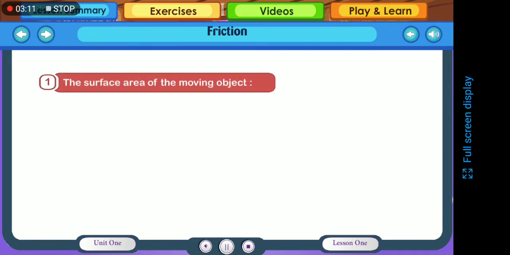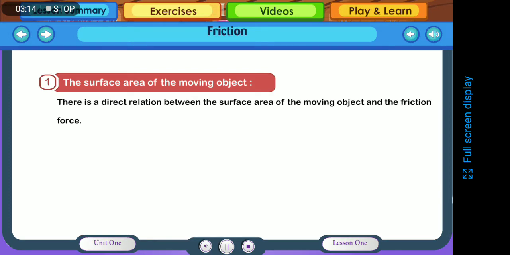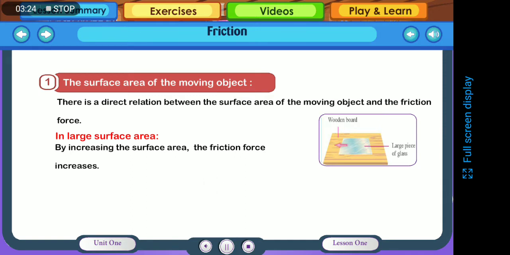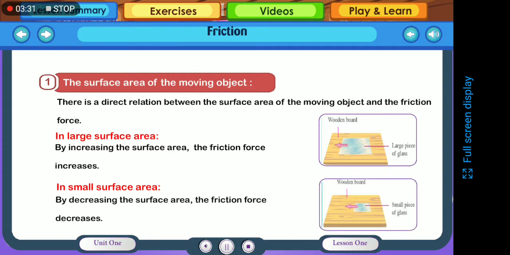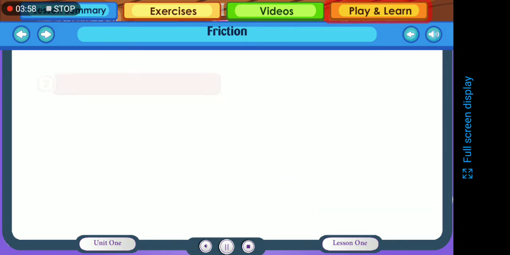Surface area of the moving object. This is the first thing that affects the friction. There is a direct relation between the surface area of the moving object and the friction. When the surface area increases, the friction increases. Look at this figure. We see a large piece of glass, and in the other figure there is a small piece of glass. The large piece of glass has more friction than the small piece. By increasing the surface area, the friction force increases. By decreasing the surface area, the friction force decreases.